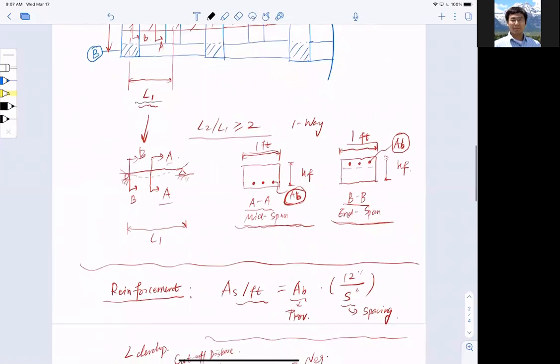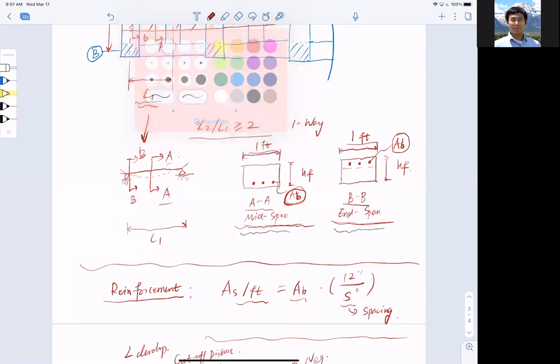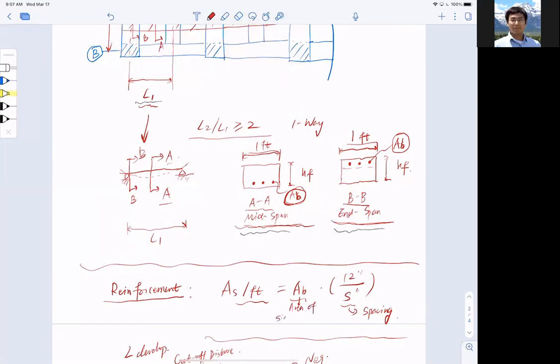And then we also showed you that we might have positive and negative bending moment, depending on where we're at, and bars are a little bit different at different locations, right? And we introduced a concept called reinforcement for one-way slab, right? And this is slightly different. We said As per foot, that is the reinforcement provided in the one-way slab per foot, equals Ab multiplied by 12 inches per spacing s. Then last time I think I left it there, and this right here, let me be more specific. This is the area of a single bar. Okay, what does it mean, right?